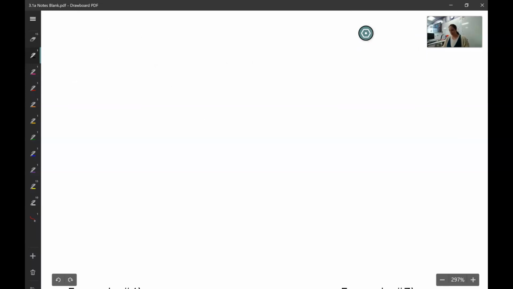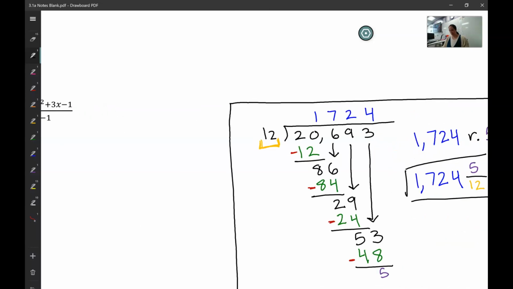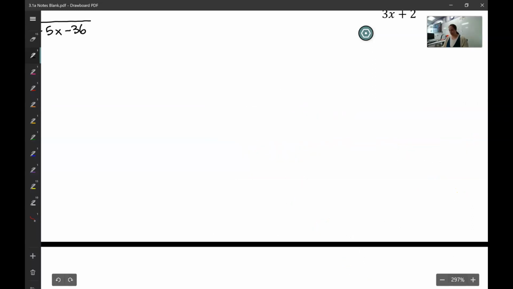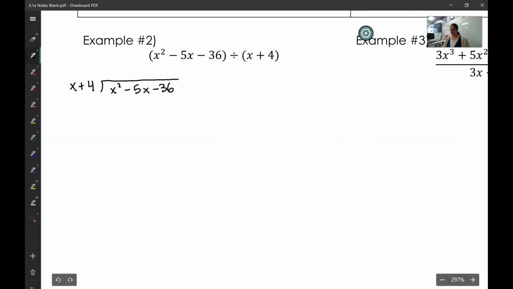Now, the first step is the most different. Because if you remember down here, the first step was how many times does 12 go into 20? But if we tried to do the same thing here, it doesn't make a whole lot of sense. How many times does x plus 4 go into x squared? That doesn't really work. So the first step is the most different. But here's a shortcut to help you know it. The first step only deals with the first part of your divisor.